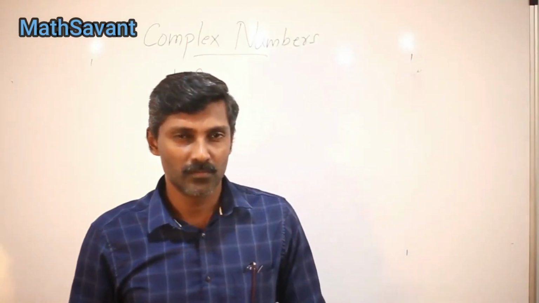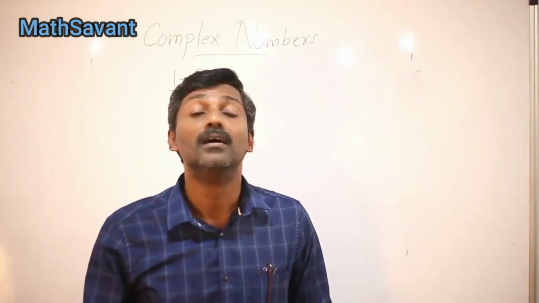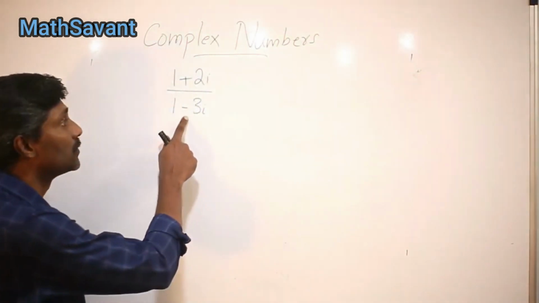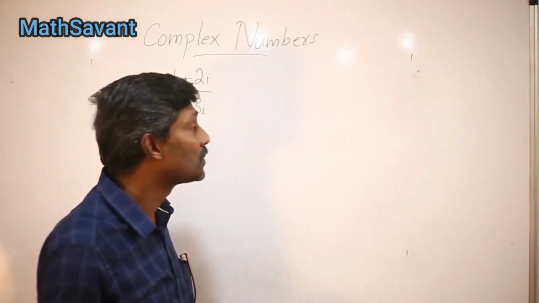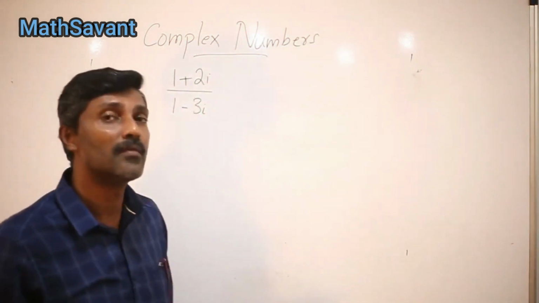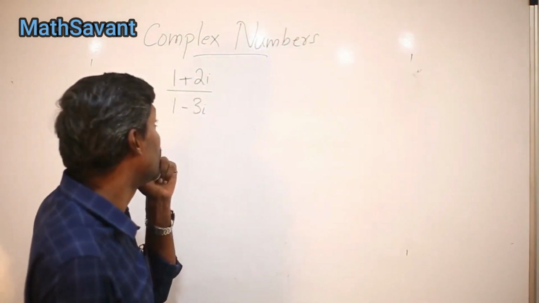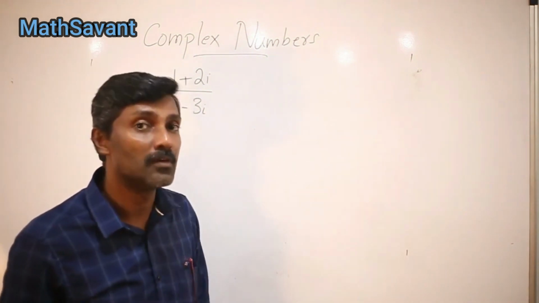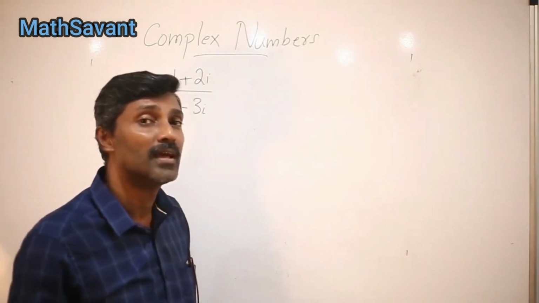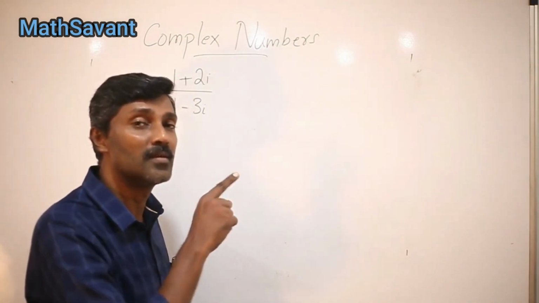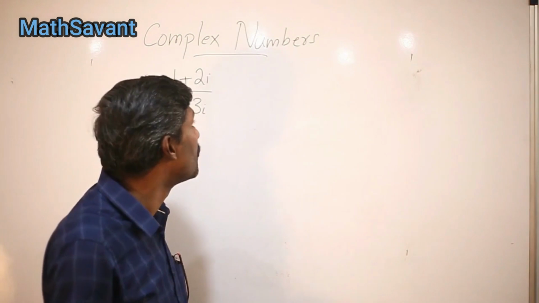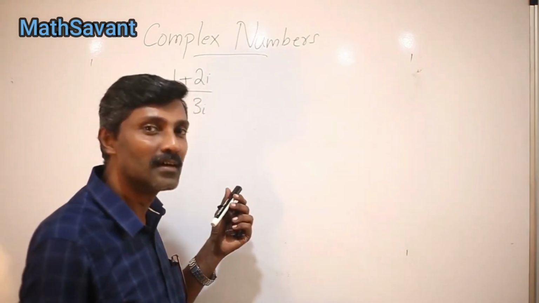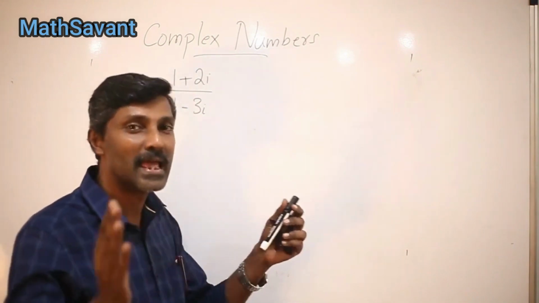Okay guys, so one more problem we have in the complex number section. Division we have covered. Let's see how we do this problem. I have been asked to solve 1 plus 2i divided by 1 minus 3i. And the question is to find out the modulus and the argument of this complex number. That means we have to express this number in the modulus amplitude form, or I would say the polar form.